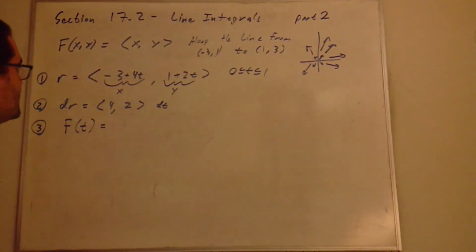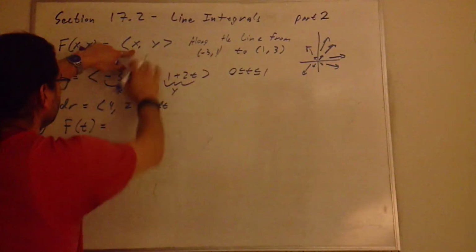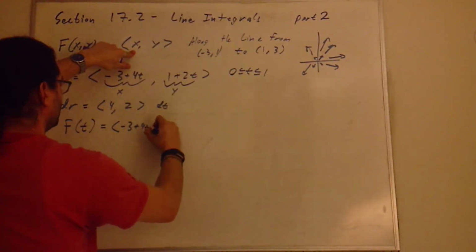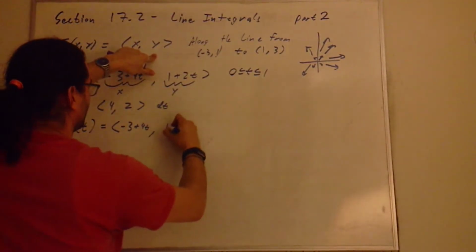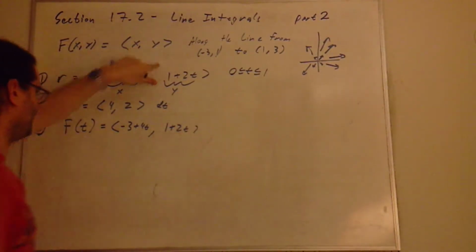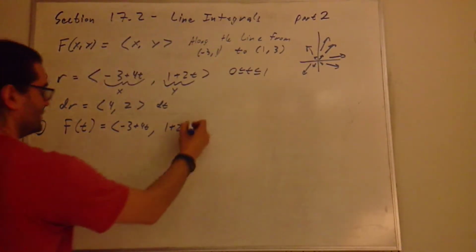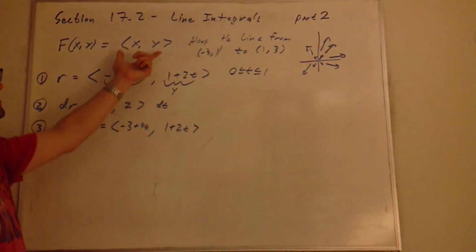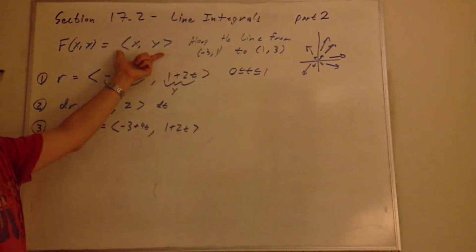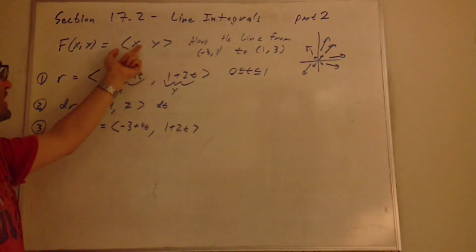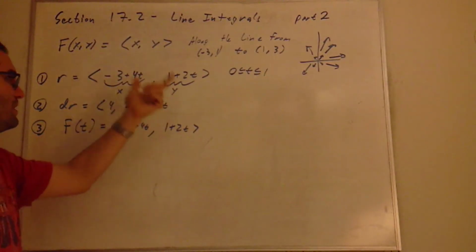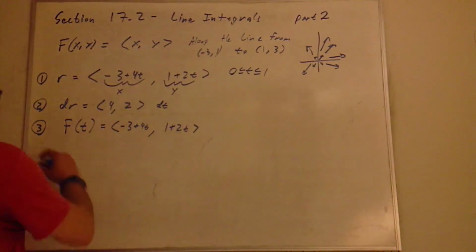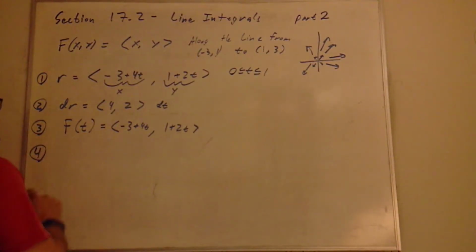And f of t in this case is going to be, f was x, which is this stuff, so -3 plus 4t. And then y, which is this stuff, so 1 plus 2t. F actually looks a lot like r does. That will happen pretty much any time you ever use the explosion vector field. If you're using the explosion vector field, then it's already x, y and r is x, y, so that happens. But that's fine, the math still works.